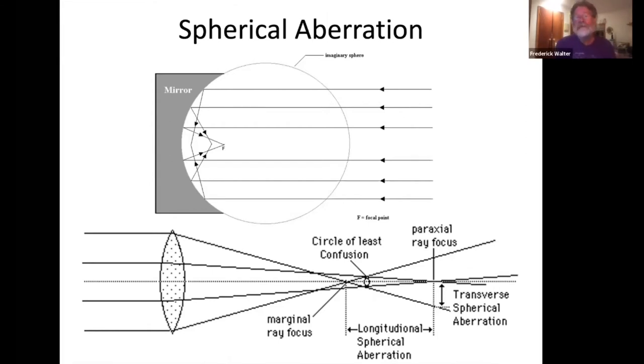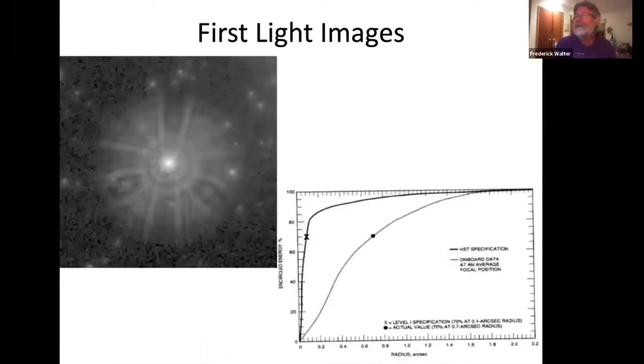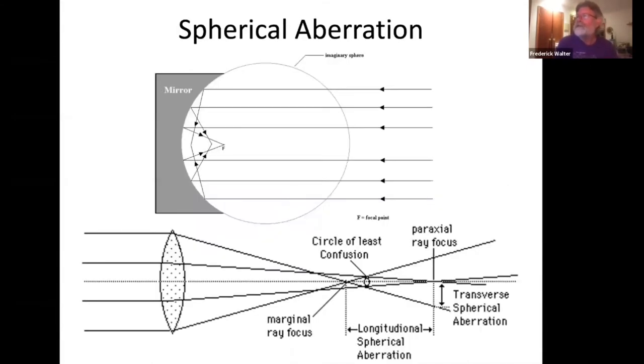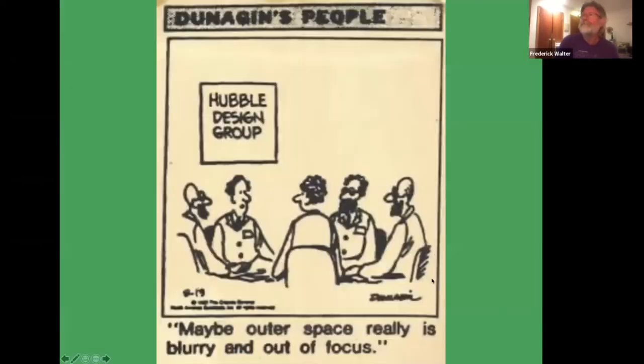So with the Hubble Space Telescope, when they went to this image and they tried to focus the light, they'd move the secondary mirror back and forth, and the image didn't change very much. You always had about 10% of the light in focus, and 90% of it was somewhere else. So that's the problem. There was spherical aberration in the mirror. And of course, the cartoonists went after it. This one says, maybe outer space really is blurry and out of focus.